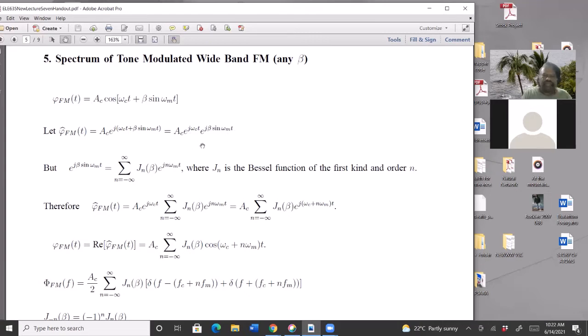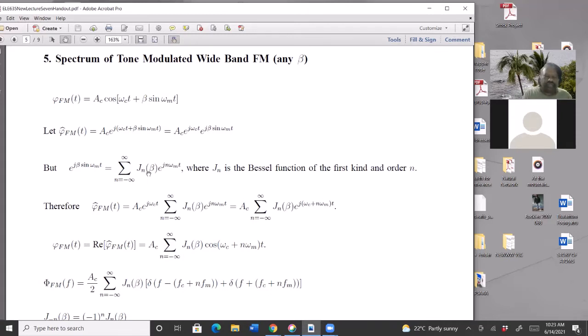And then we remember in that lecture, this is the lecture before the midterm, I showed you that the Fourier series of e to the j beta sine omega m t can be written like this, where the coefficients are Bessel's functions of the first kind and order n. In other words, the Fourier coefficients of these functions are Bessel's functions.